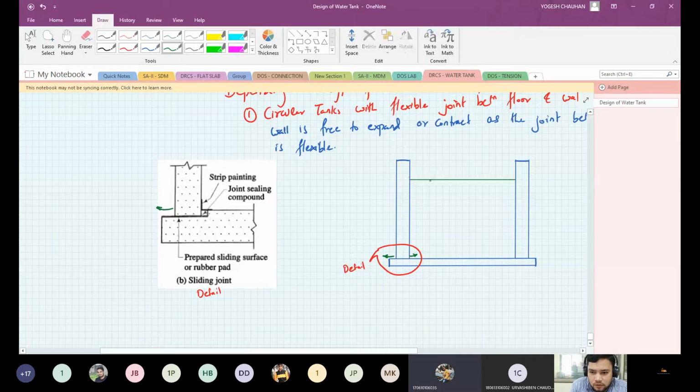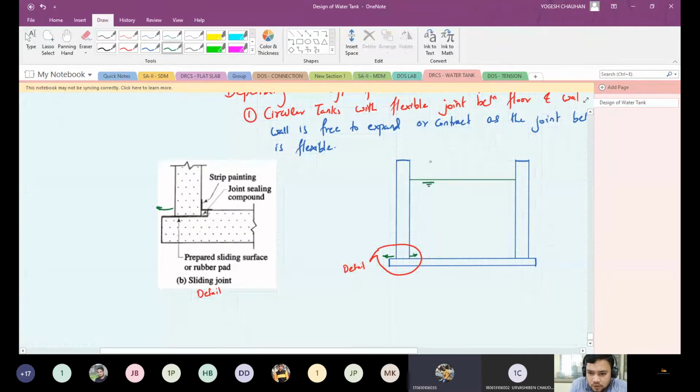This is the water level. This is called freeboard.